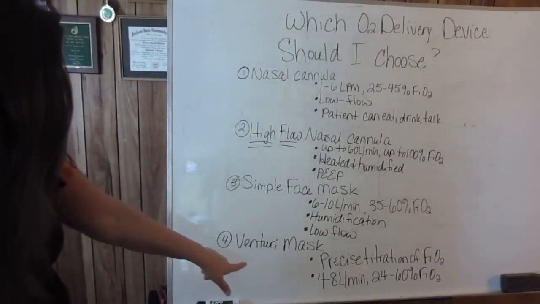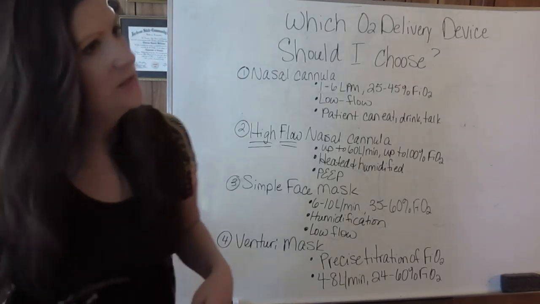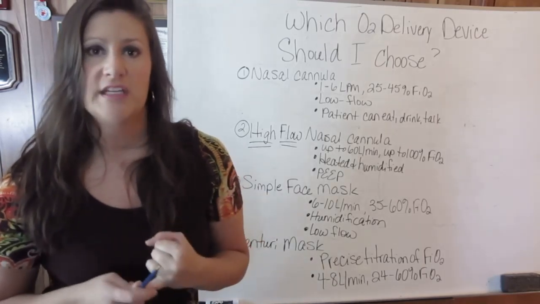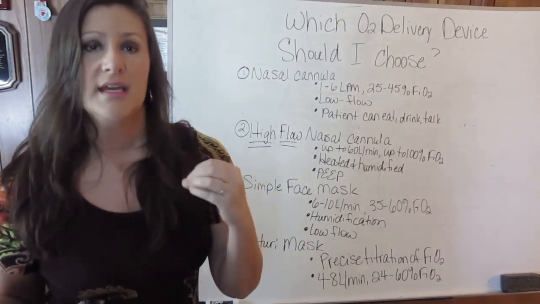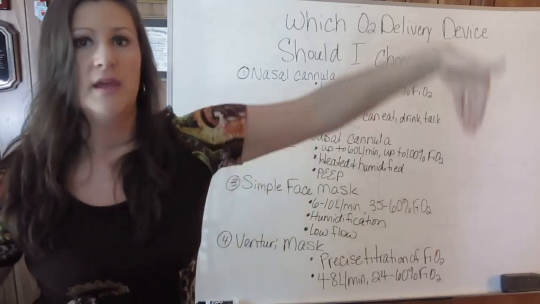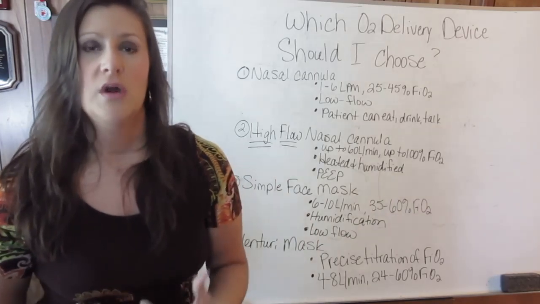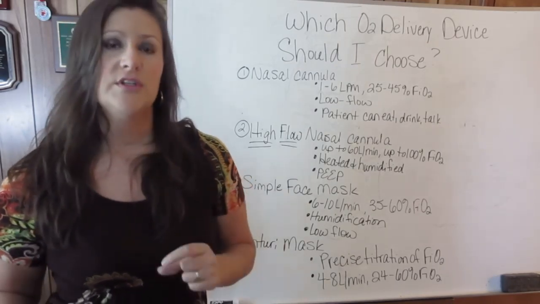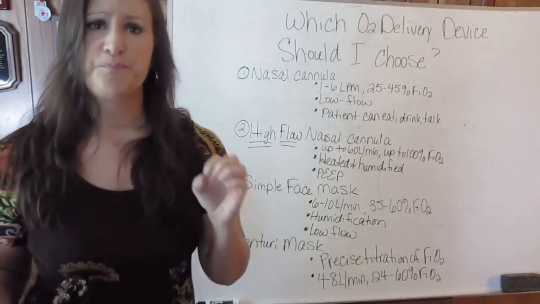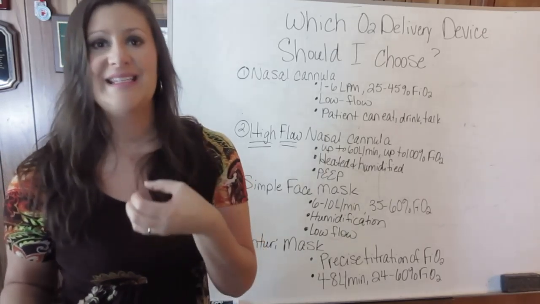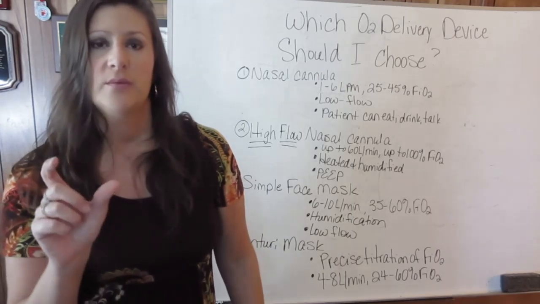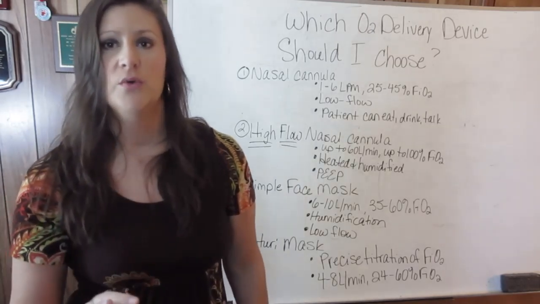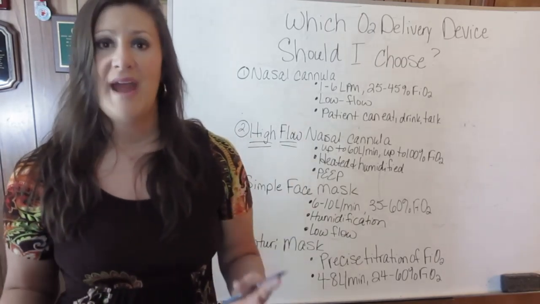Finally, I have the Venturi mask, and this is considered a high flow device. Now, Venturi masks look different than your simple face mask. A simple face mask is simply a mask with tubing that is connected to the oxygen on the wall. So your simple face mask is basically your nasal cannula, but in a mask form. Now your Venturi mask is going to be connected to this blue plastic tubing, and you're going to be able to dial up to a very precise amount of FiO2 based on however that mask is designed.